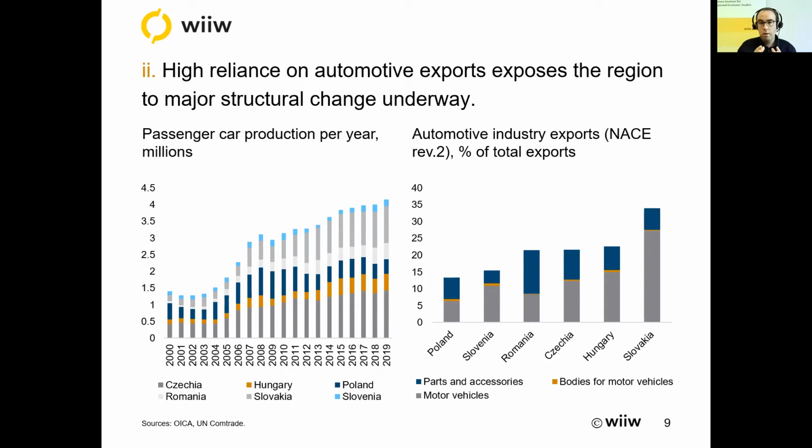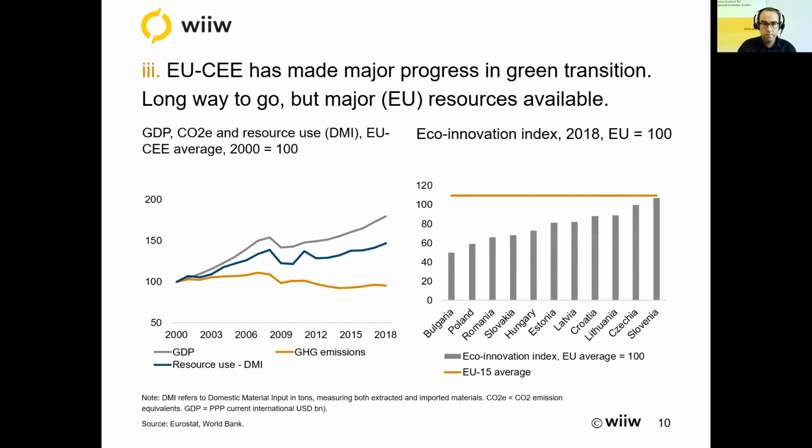So the left shows passenger car production per year, and you see a very sharp increase, which Hungary's played a very important part in over the last 20 years or so. And then on the right is the share of automotive industry exports in total exports. It's very high for all countries. It's around a quarter for Hungary, also for Czechia and Romania. It's around a third for Slovakia. And obviously, these are countries which have, in general, huge export reliance. So this is a big share of a big share. And this is a clear area, as we go into this huge transition in the automotive sector, a clear area of vulnerability for the region as well.